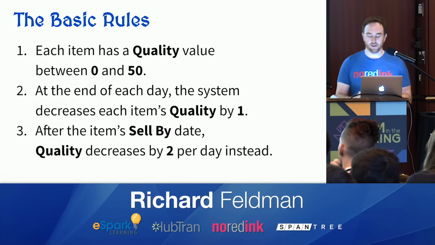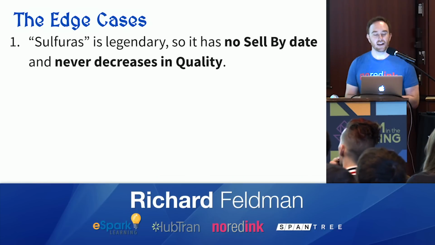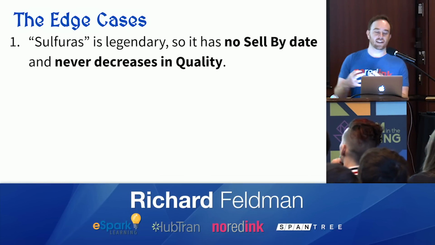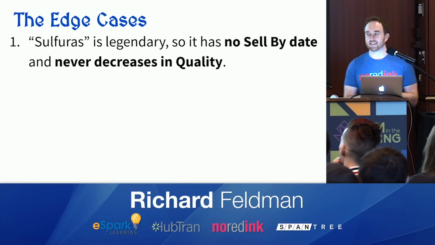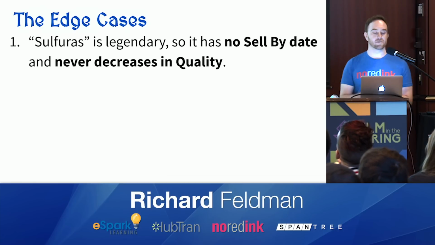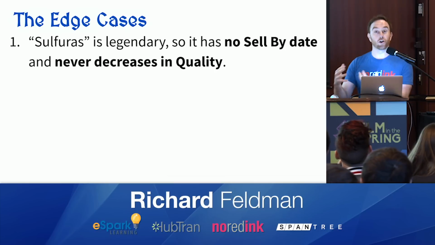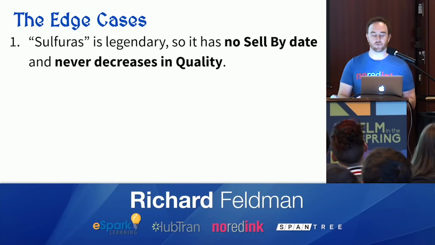So of course, as with any production system, there are edge cases. There are 3 of these as well. First one, there's one item called Sulfuras, Hand of Ragnaros. It's not a banana, but a legendary item, which means it has no sell-by date, it's always awesome, and it never decreases in quality, it just stays exactly as good forever. So we're going to have to hard code this sort of exception to the previous rules that we just talked about.